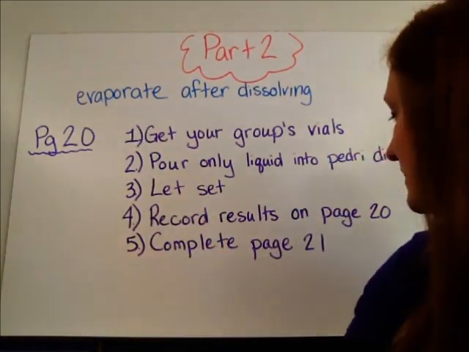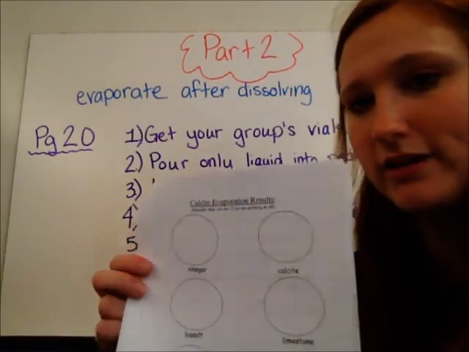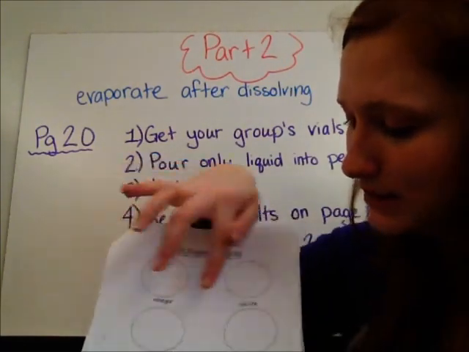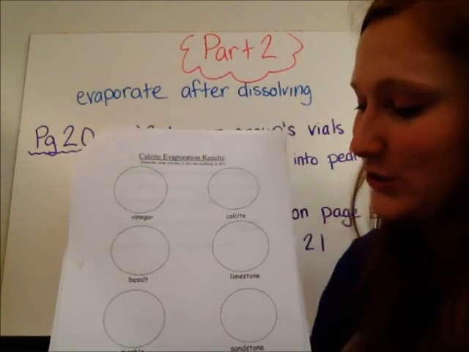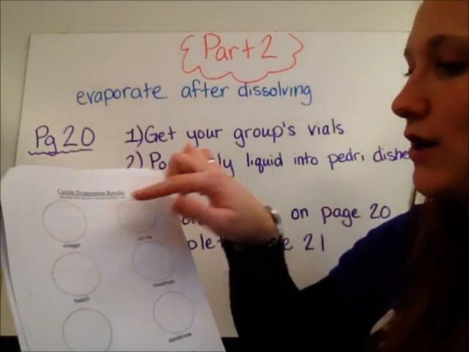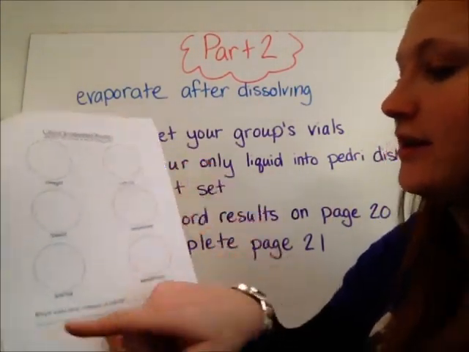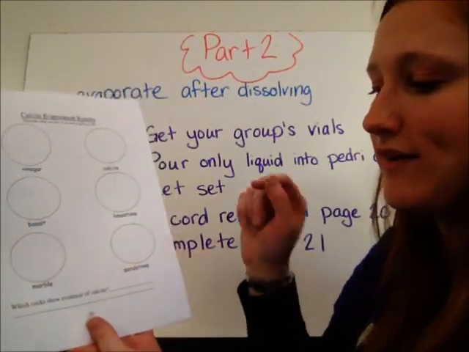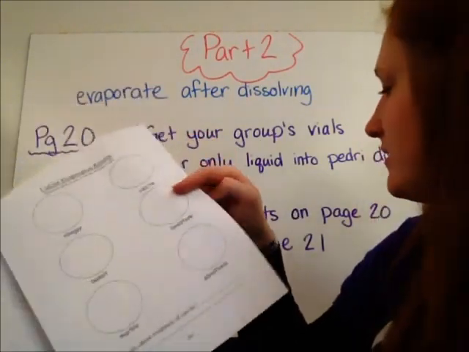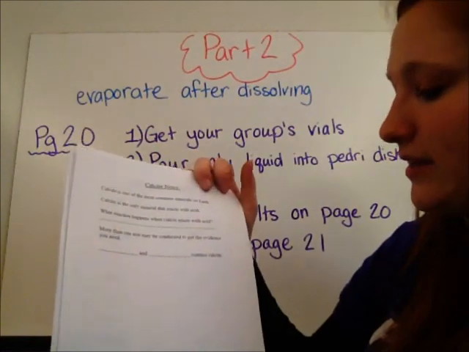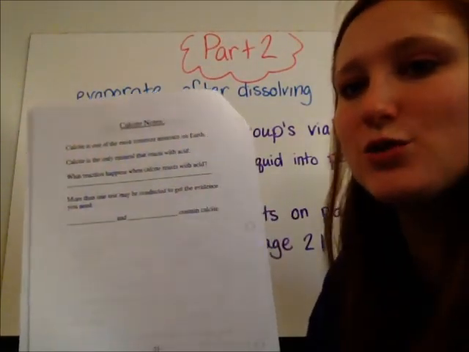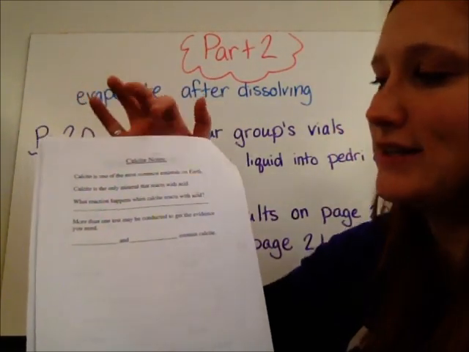You're going to record your results on page 20. There's a circle for each one that's labeled, so you know which ones you're doing. You're going to draw what you see after it evaporates. Down here says, which rocks show evidence of calcite? And then you're going to complete page 21 with your calcite notes.